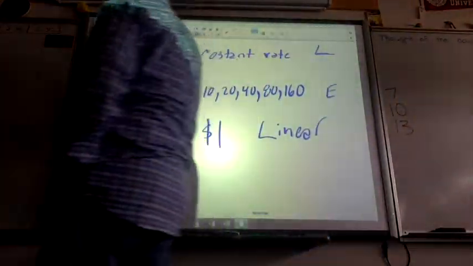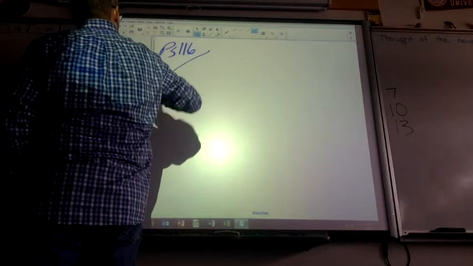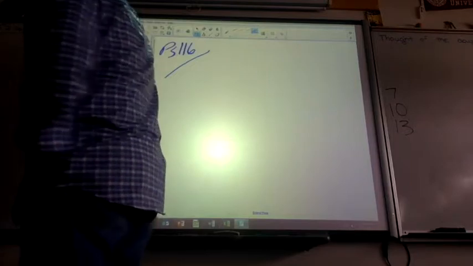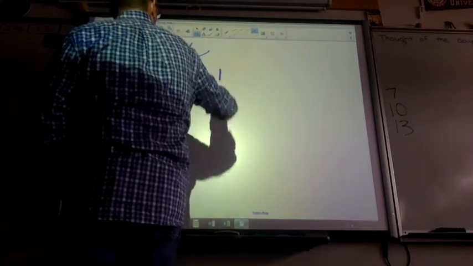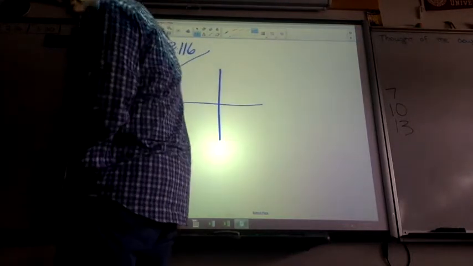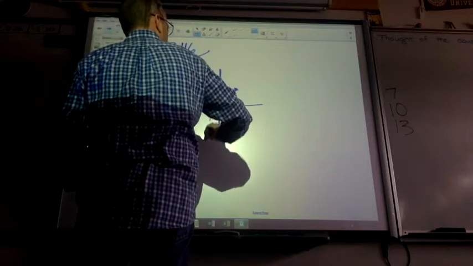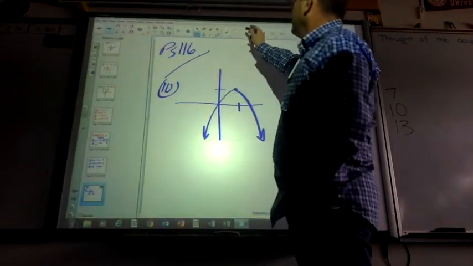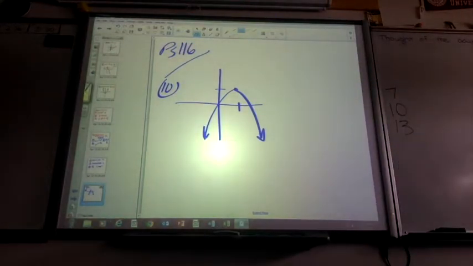So page 116. Okay. The first problem, number 10, you have a parabola opening down. And it appears that 1, 1 is the vertex. So you have that. Okay? Yeah, and you'll see this type of problem on the test.